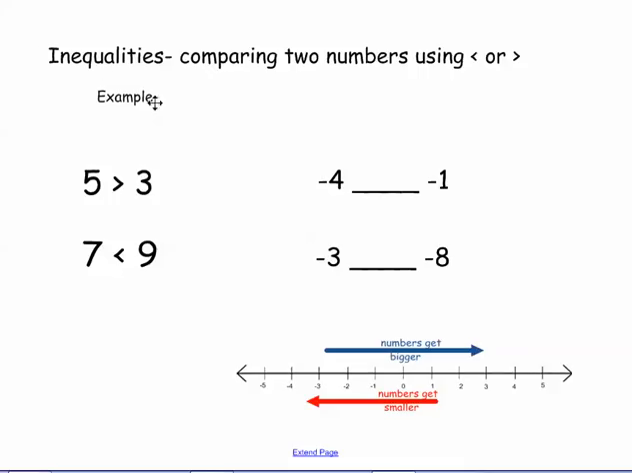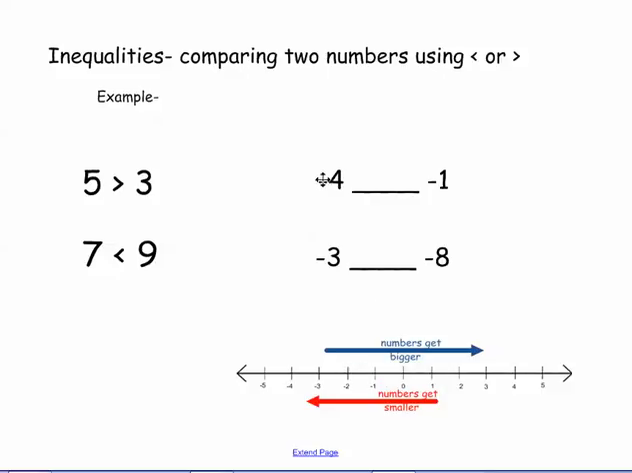An inequality is just comparing two numbers using the greater than or less than sign. If you have positive numbers, that's really easy to do. Obviously, 5 is greater than 3, 7 is less than 9. But when you get into those negative numbers, that's when it gets really tricky. So again, I just copied this from before, and you can use your notes because this really does help.